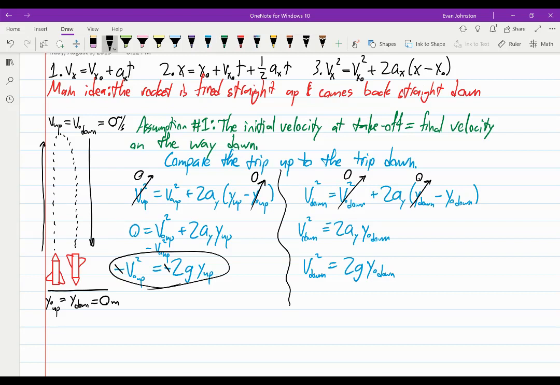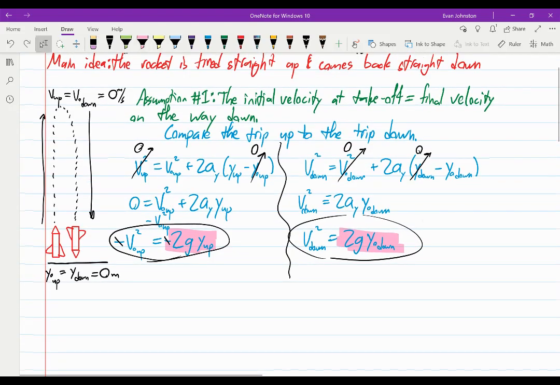So now what I want to do is really look at these two. The thing on the right side is the same, all right? We have 2g y down and 2g y up. Well, the final displacement on the way up, that's this y up here on the left, is the same thing as the initial y for the trip down, right? So since the right side of each of these is the exact same thing, that means the left sides must be the same.